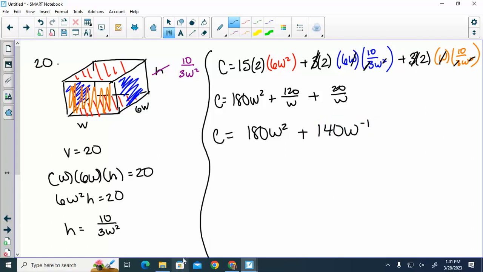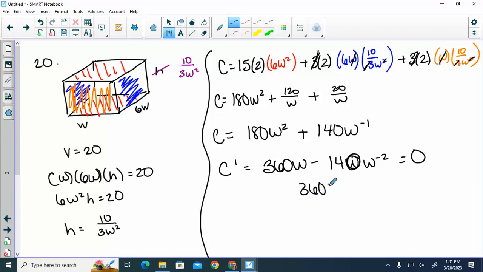to the negative 1. Anytime I ask you to maximize or minimize, what do you have to do? What equals 0? Derivative equal to 0. So my derivative is 360W minus 140 W to the negative 2, and that equals 0. 140 W to the negative 2. That means 140 over W squared.